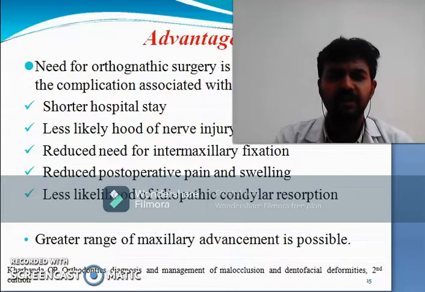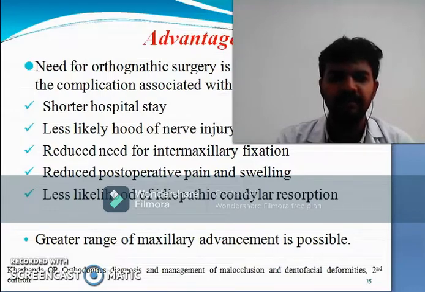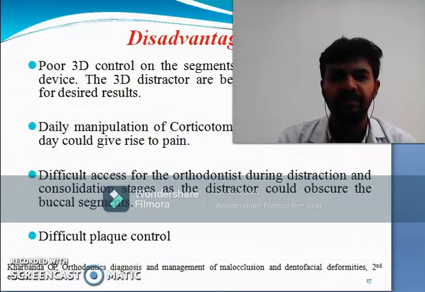Advantages: the need for orthognathic surgery is minimized, and so are the complications associated with orthognathic surgery, shorter hospital stay, less likelihood of nerve injury, reduced need for intermaxillary fixation, reduced postoperative pain and swelling, less likelihood of idiopathic condylar resorption, and a greater range of maxillary advancement is possible.